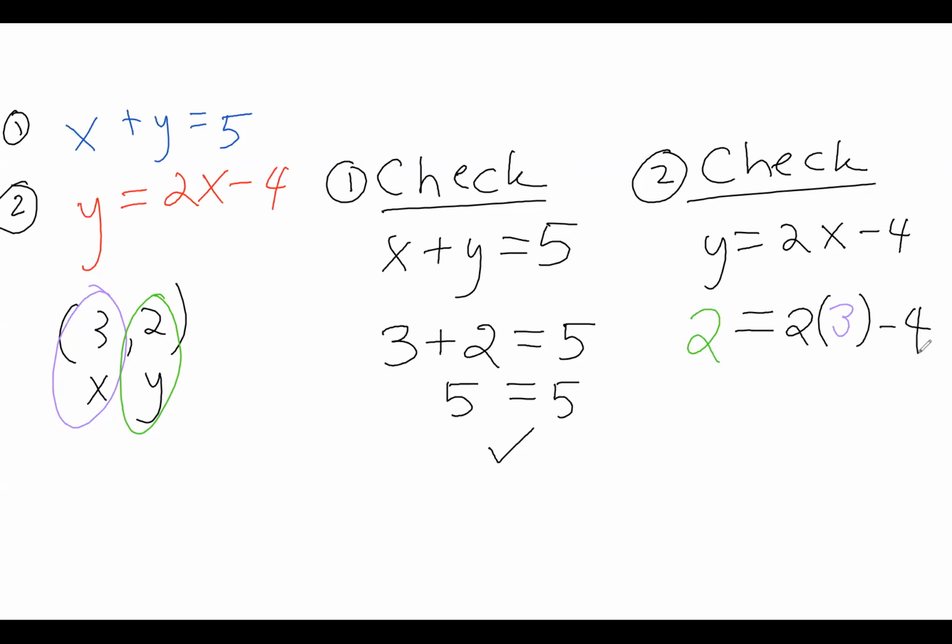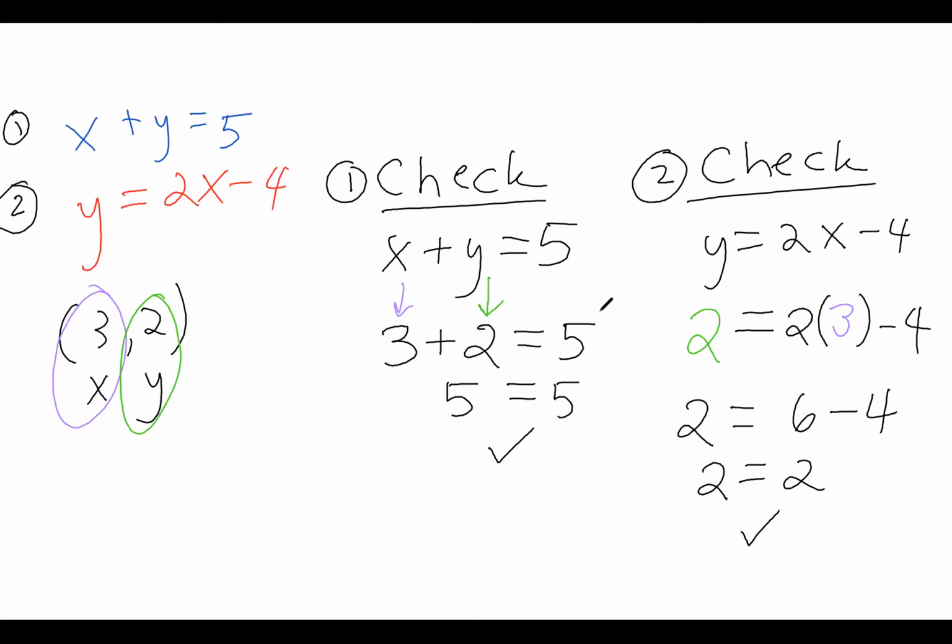Now let's simplify on both sides. There's nothing to do on the left side, just leave that as a 2 equals. And then 2 times 3 is 6 minus 4, and then 6 minus 4 is 2. So I'm getting 2 equals 2. So the solution checks in both equations because when I replace x with 3 and y with 2, each equation ends up being true. You get something equal on both sides.